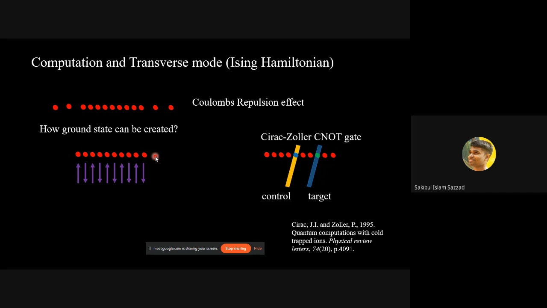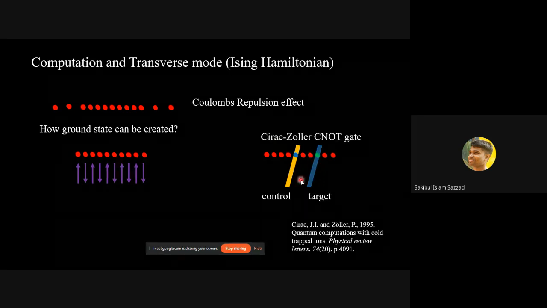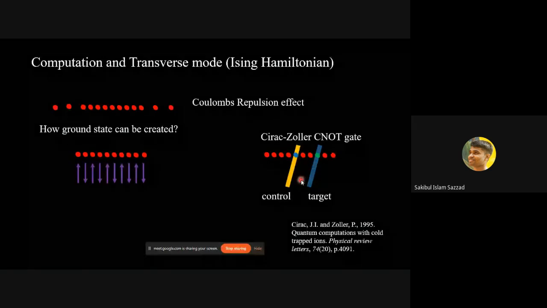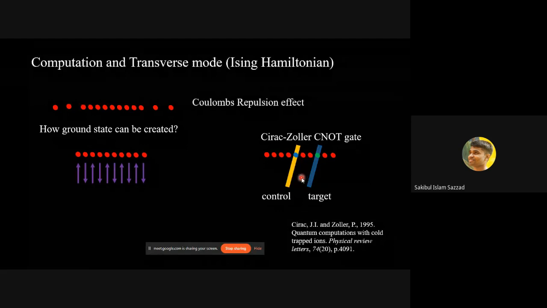So the now question is how we can prove it. Basically, Cirac and Zoller experimentally showed that it can be done with a laser. Let's say I want to make a CNOT gate between this qubit and this qubit. So what I can do actually, you can show that this one is yellow and this one is blue. Actually, basically, that means they are a different wavelength.